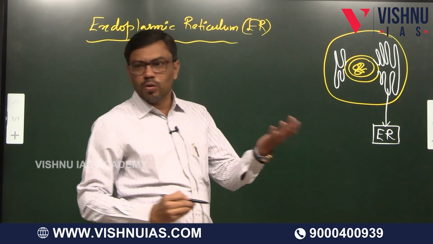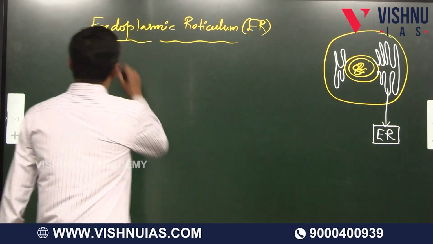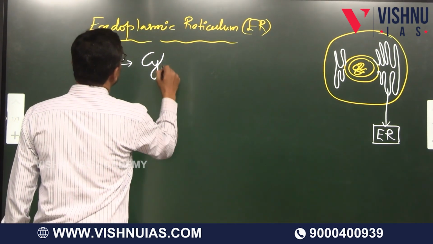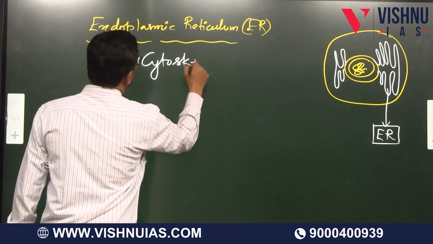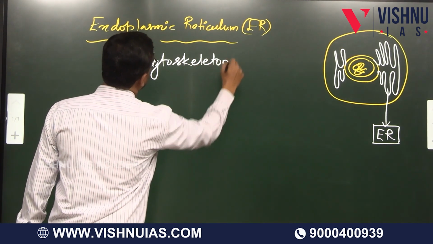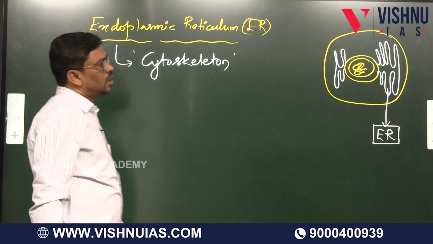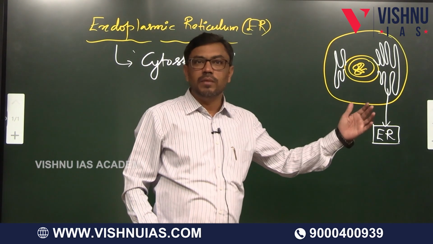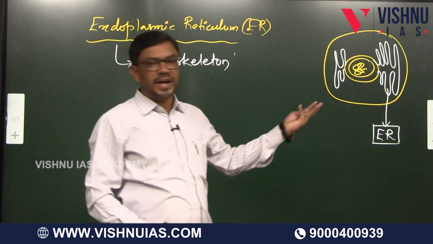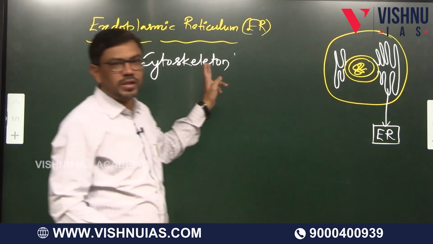It gives support to the cell, so it is also called a cytoskeleton. Just to remember this terminology, cytoskeleton. As this endoplasmic reticulum gives support to the entire cell, it is called cytoskeleton.